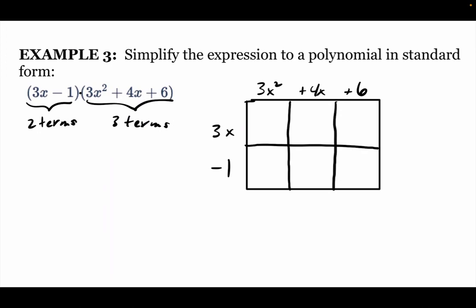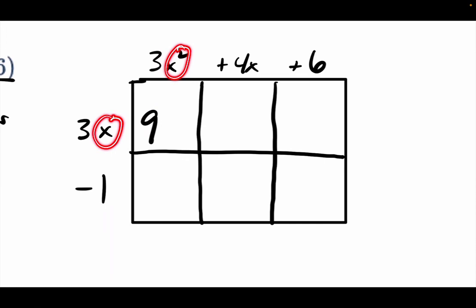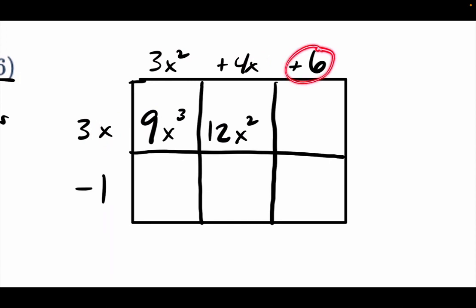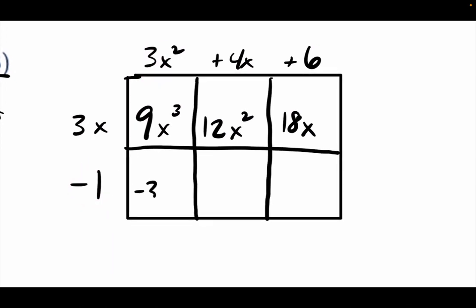Multiply. Okay. 3 times 3 is 9. x to the second power times x to the first power. Add their powers, you get x to the third. 4 times 3 is 12. Add their powers, x to the first plus x to the first makes x to the second. 6 times 3 is 18x. 3 times negative 1 is negative 3x squared. 4 times negative 1 is negative 4x. 6 times negative 1 is negative 6 with no powers.